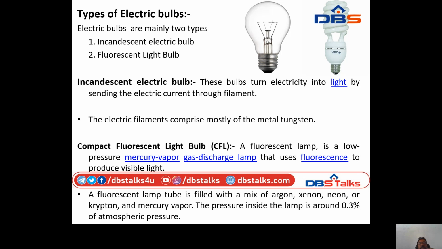Compact fluorescent light bulb. A fluorescent lamp is a low pressure mercury vapor gas discharge lamp that uses fluorescence to produce the visible light. A fluorescent lamp tube is filled with a mix of argon, xenon, neon, or krypton, and mercury vapor. The pressure inside the lamp is around 0.3% of atmospheric pressure.